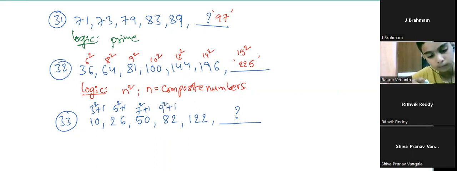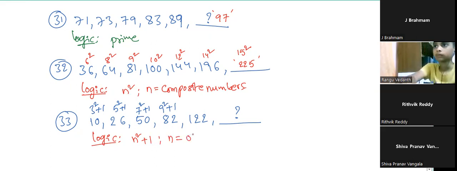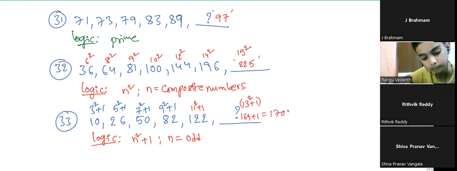Then consecutive odd numbers. Yes, sir. So here the logic is n square plus 1, where n is consecutive odd numbers. What is the next odd number after 11? 11 square plus 1. What is the next odd number after 11? Sir, 13 square plus 1. 13 square is 169, plus 1, 170. Correct.